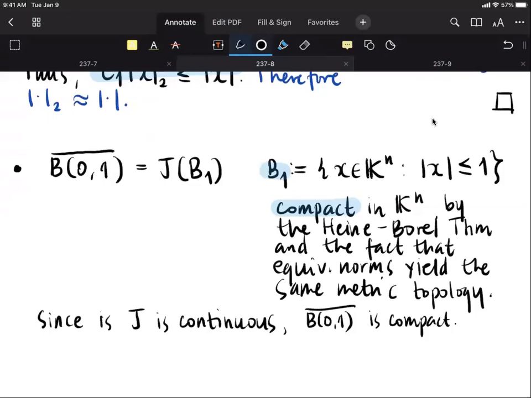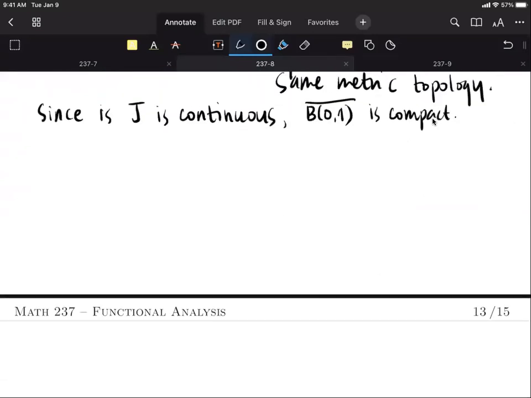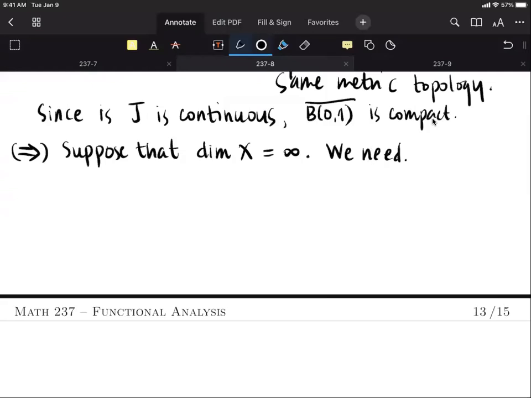And with respect to the second one, we prove it by contraposition. In other words, suppose that the dimension of X is infinite. We will show that the closed unit ball is not compact. And again, we need a lemma to prove this.